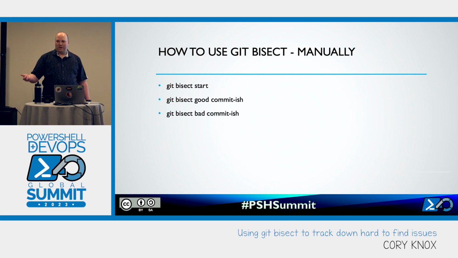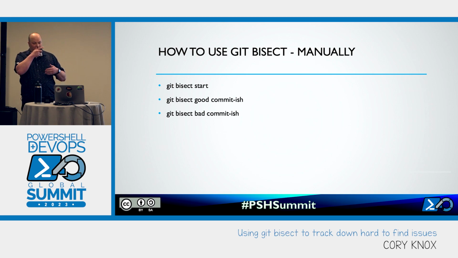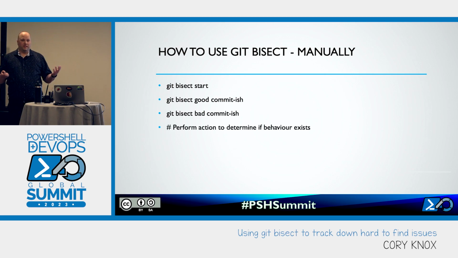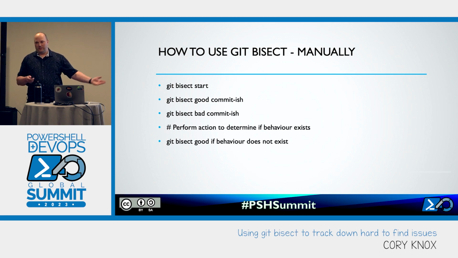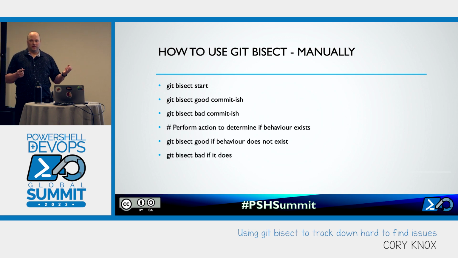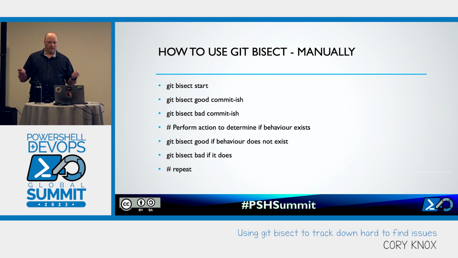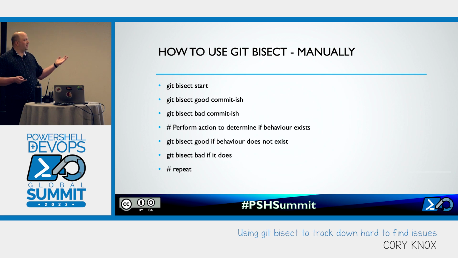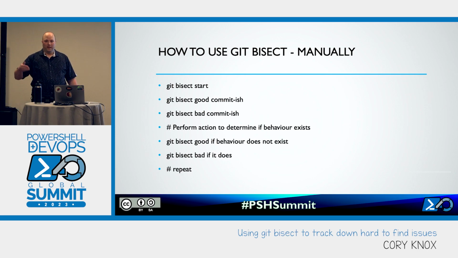And then you'll give it the bad commit, and now it'll take you to the first commit between them, in which case you'll perform whatever action you need to perform to determine if your behavior exists at that commit. If the behavior does not exist, you'll say git bisect good, and if it does exist, you'll say git bisect bad, and you just keep repeating that until finally Git will spit out at the end, okay, this is the commit that introduced the behavior that you're trying to isolate.